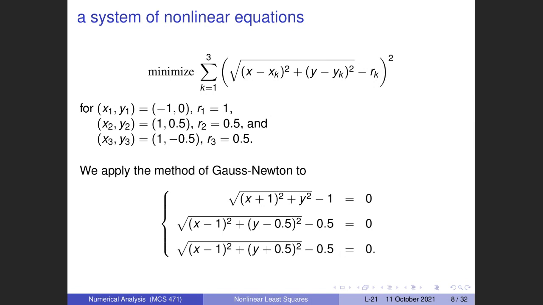Corresponding to the picture, we have coordinates. We have the very big circle centered at (-1, 0) with radius 1, that's a unit circle. And we have two smaller circles that are touching each other. The radius of those is 0.5. So we have the system here.